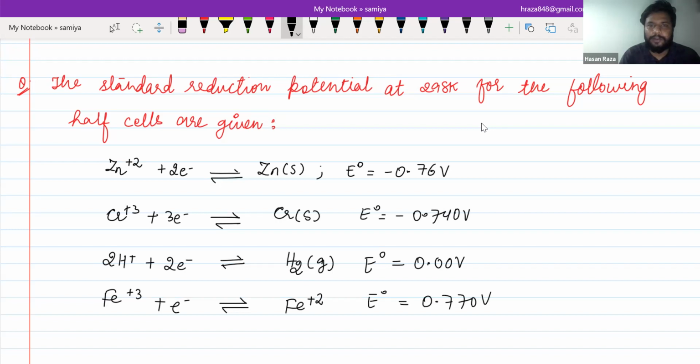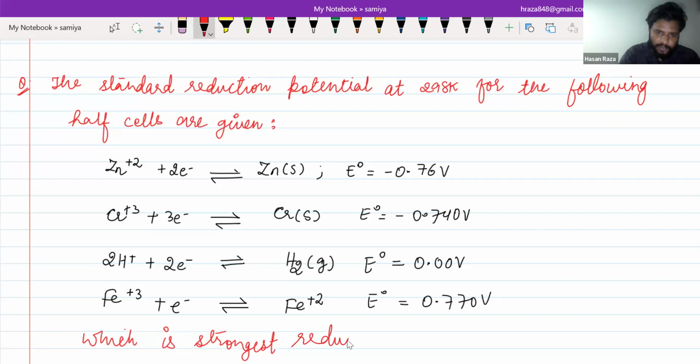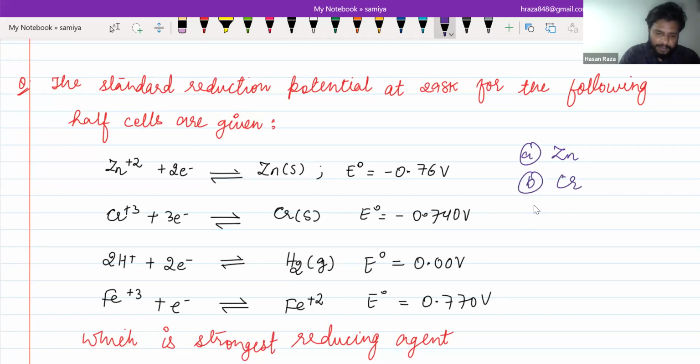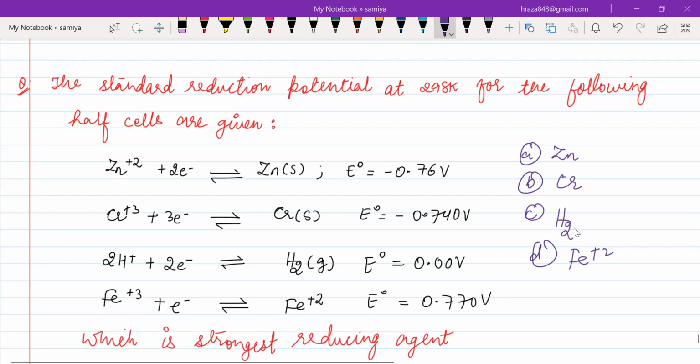So these are the values given in the question, and this is the last question of this topic. Which is the strongest reducing agent? I'm going to give the options: A is zinc, B is chromium, C is H2, and D is Fe plus 2. Please do this.